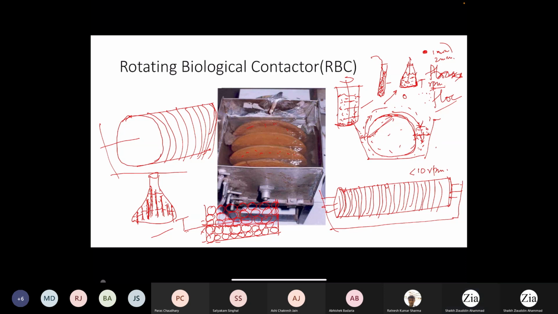Sometimes, Sir, how will the biofilm be negatively charged? Most of the bacteria are negatively charged. Surface charge, if you check, most of the bacteria have a negative potential on the surface.